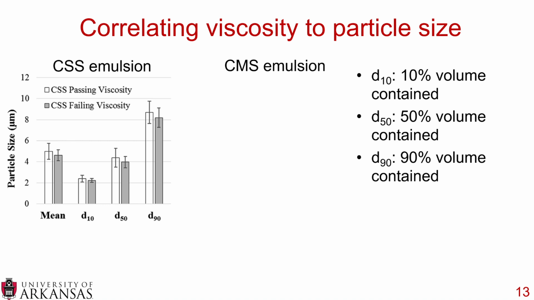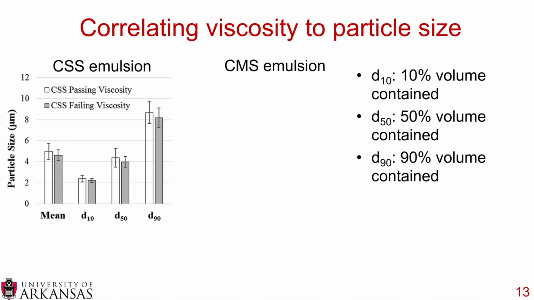D10 means that 10% of the volume of the particles were contained within the particle size distribution. So 10% were smaller, 90% were larger. D50 was 50% of the volume was contained. That means 50% was smaller, 50% was larger in that particle size. And then D90 is 90%. 90% was smaller, 10% was larger. That's D10, D50, D90.